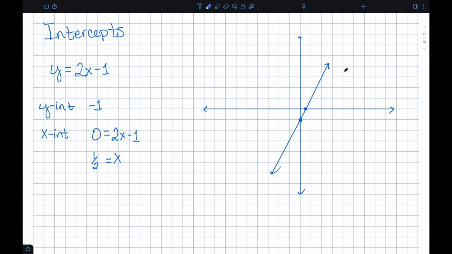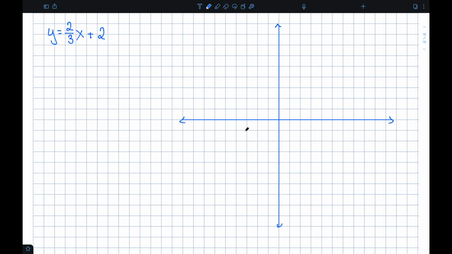Let's look at another example. Let's look at the equation y equal to 2/3 x plus 2, and I'm going to plot this all 3 of our ways. The first was point plotting. Pick some numbers for x and solve for y. Because of the fraction, I'm going to pick -3, 0, and 3. 2/3 times -3 would be -2, plus 2 is 0. 2/3 times 0 is 0, plus 2 is 2. And 2/3 times 3 is 2, plus 2 is 4.